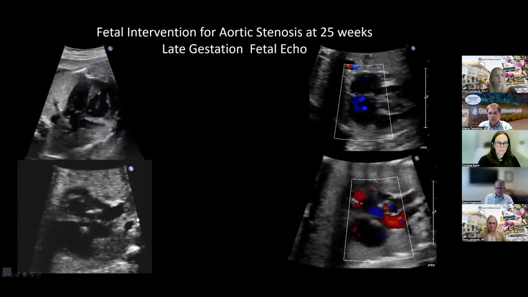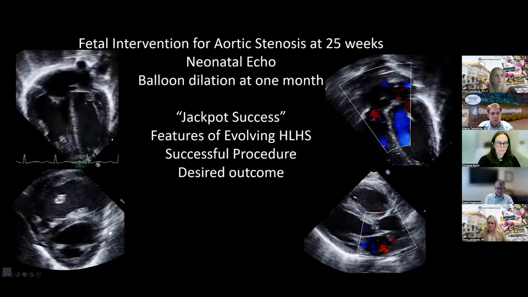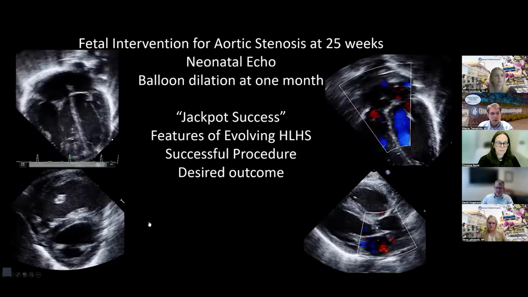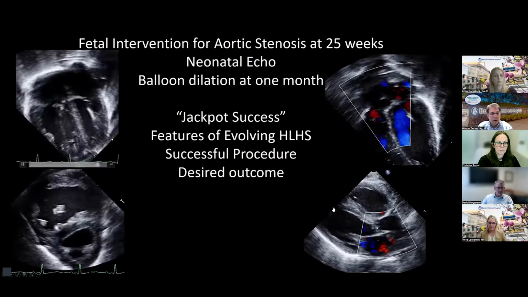And when this baby was born, the baby had what looked like an almost normal four-chamber view. You can see a little bit of remaining scar tissue here from the original damage to the heart.